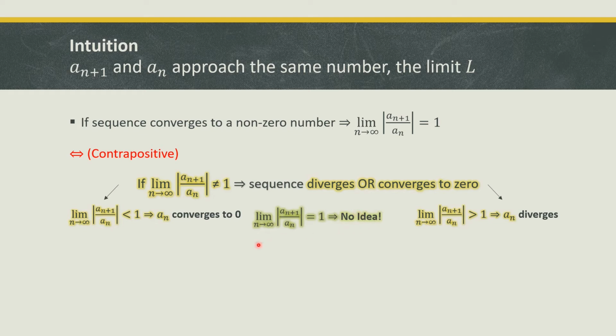And even before the examples, let's emphasize that if the value is equal to 1, then we have no idea, because this contrapositive is not saying anything when it's equal to 1. It just says something when it's not equal to 1. So if it's equal to 1, no idea, we cannot use this test. Now let's go to the examples.